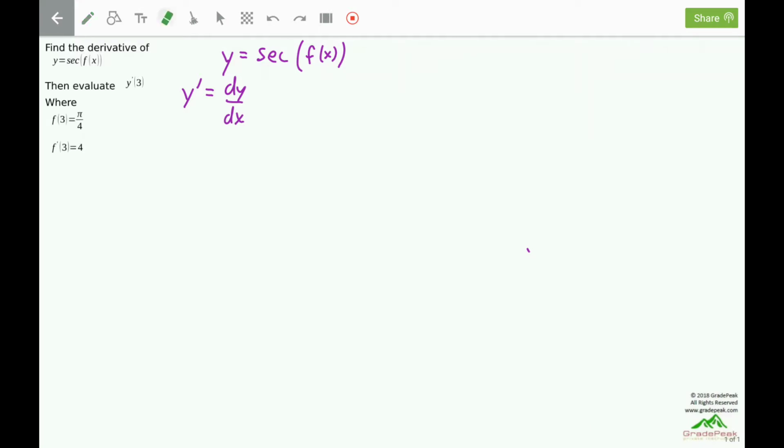We start with the derivative of the outer function, that's the secant. The derivative of secant is secant tangent. We leave the inside alone, and each one will have the same inside. It'll be secant of f of x and tangent of f of x. And then we multiply this by the derivative of the inside being f of x, the derivative of that being called f prime of x. There's our derivative y prime or dy dx.